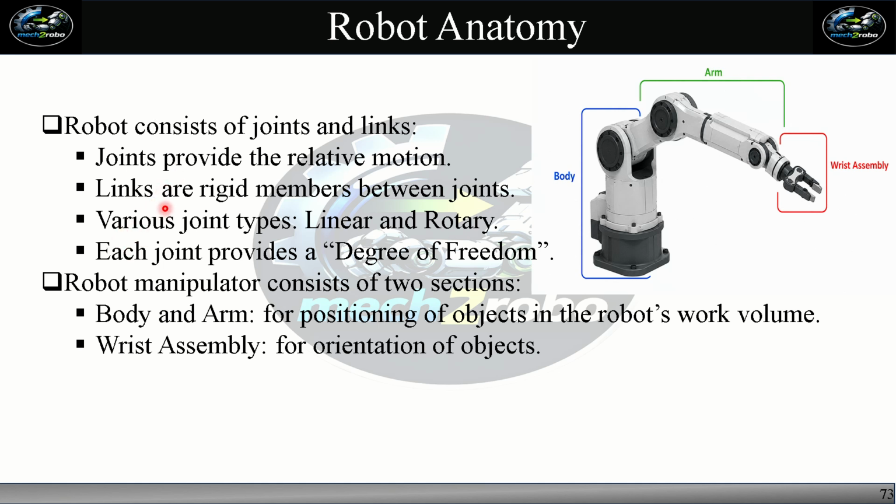Robot anatomy. In this figure we can see that a robot generally has three parts: body, arm and wrist assembly. A robot consists of joints and links. Joints provide the relative motion to the links.